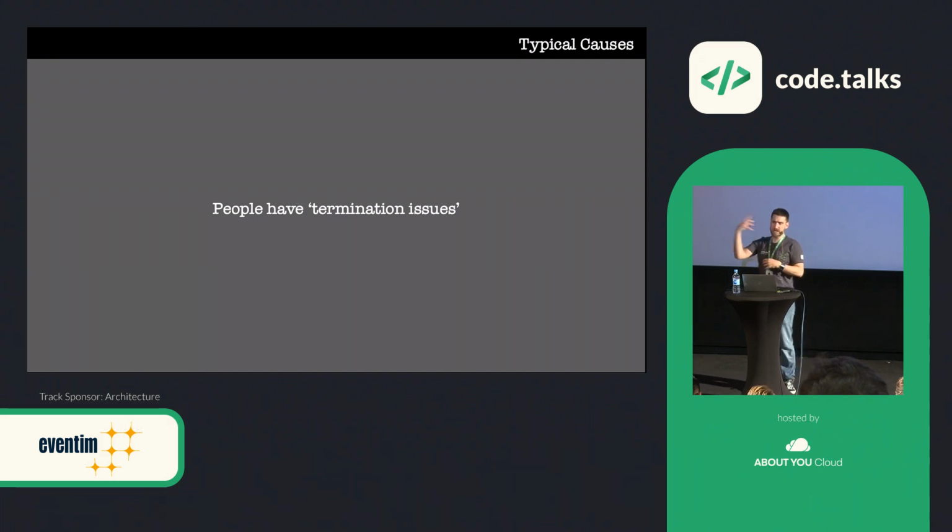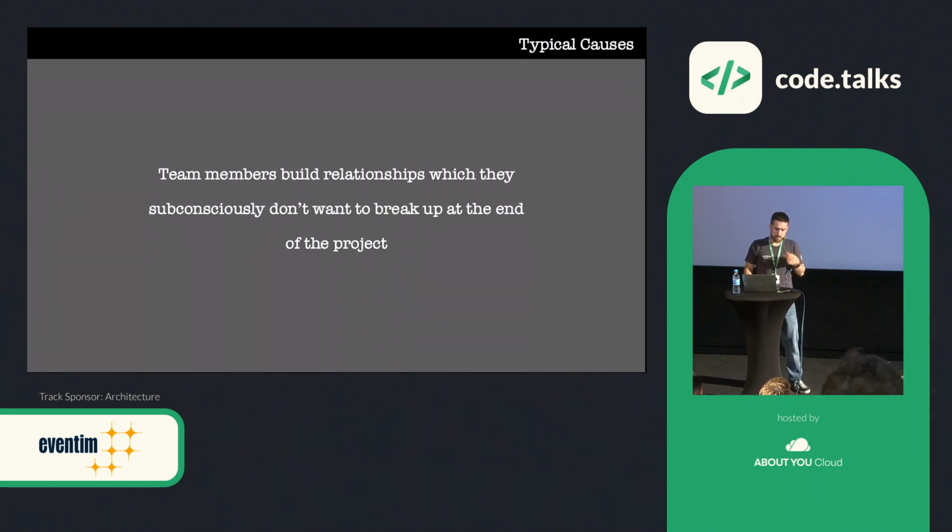They form relationships within the team and they don't want that to end. They have trouble understanding that when the project is finished, the team will be broken up. They don't want that. So they build relationships between each other, and they can't handle that somebody might get moved onto a new project or whatever.